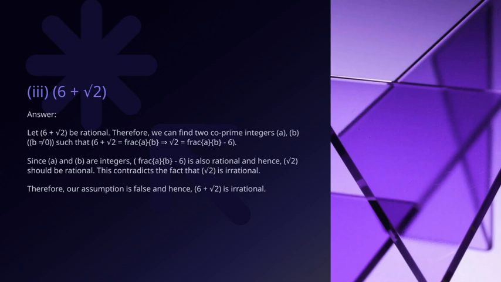To put it simply, if we assume that 6 plus square root 2 was rational, then we could find two coprime integers a and b, with b not equal to 0, such that 6 plus square root 2 equals a/b. From that, it follows that square root 2 equals a/b minus 6. This chain of reasoning shows that assuming 6 plus square root 2 is rational leads to a contradiction, which confirms that 6 plus square root 2 must indeed be irrational. This ties back to the overall theme of understanding the nature of irrational numbers and their properties.